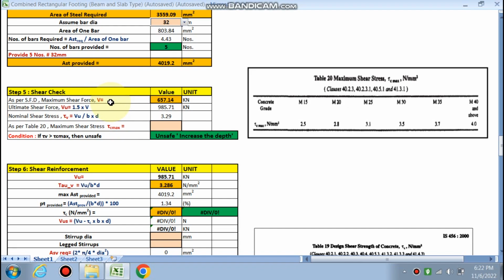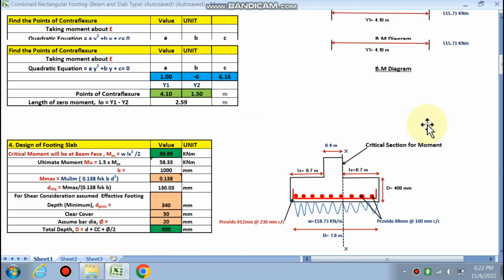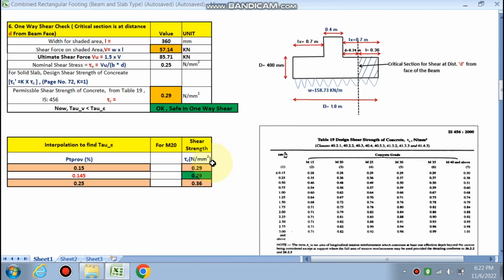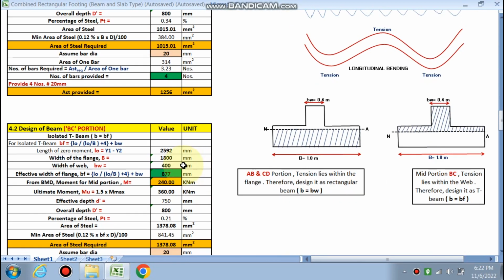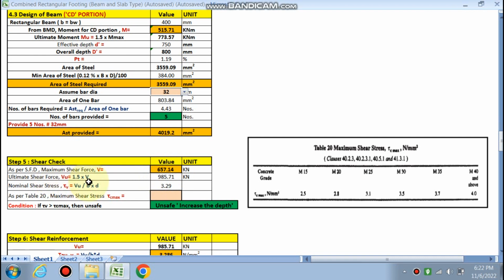V is the maximum shear force. You have to check the shear force diagram. We have already calculated the shear force diagram. In this, the maximum shear force is 657. So it has already been taken that 657 is the shear force. Ultimate shear force is 1.5 times 985. So tau V is 3.29.